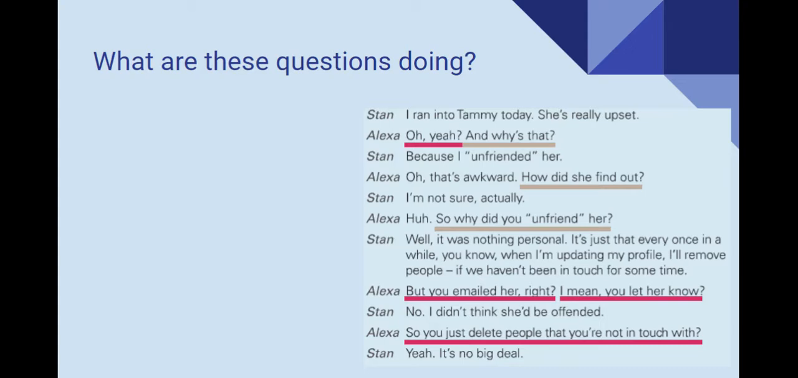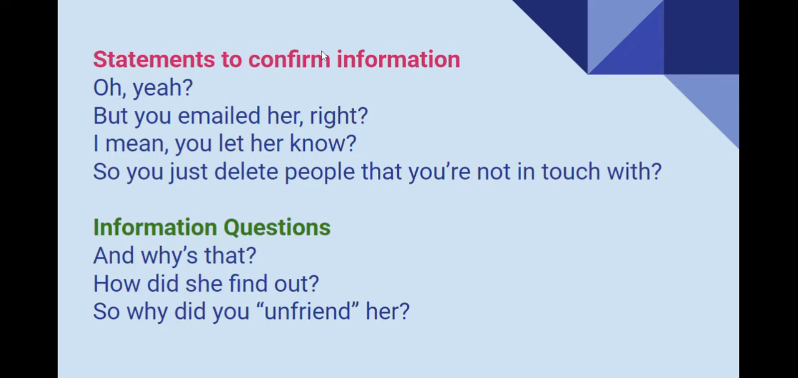And the questions that I have here in gray, and why is that? How did she find out? So why did you unfriend her? If you notice here, we want to know more information. So they are information questions. Now, if you notice, some of these questions start with but, so, and. What are these words doing? They are helping you connect the question to the previous statement. You want to make the conversation flow. Now, let's continue.